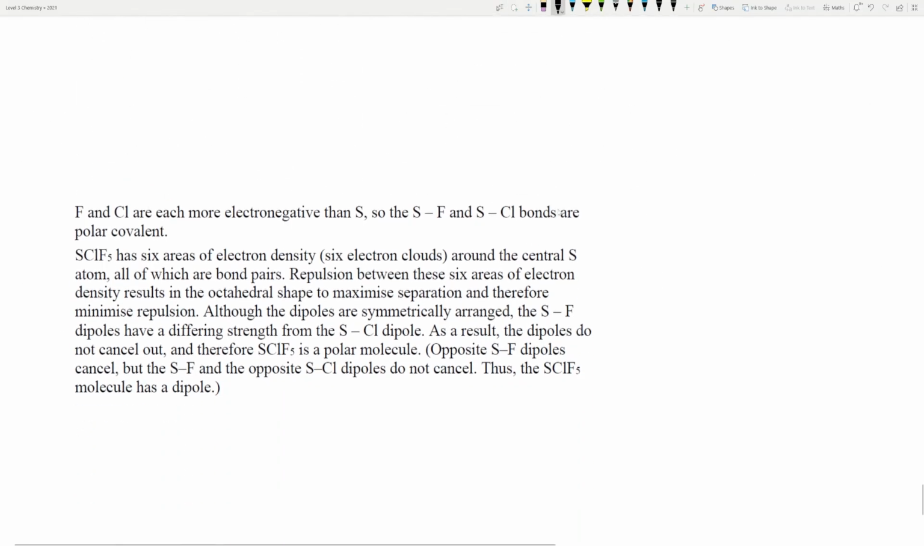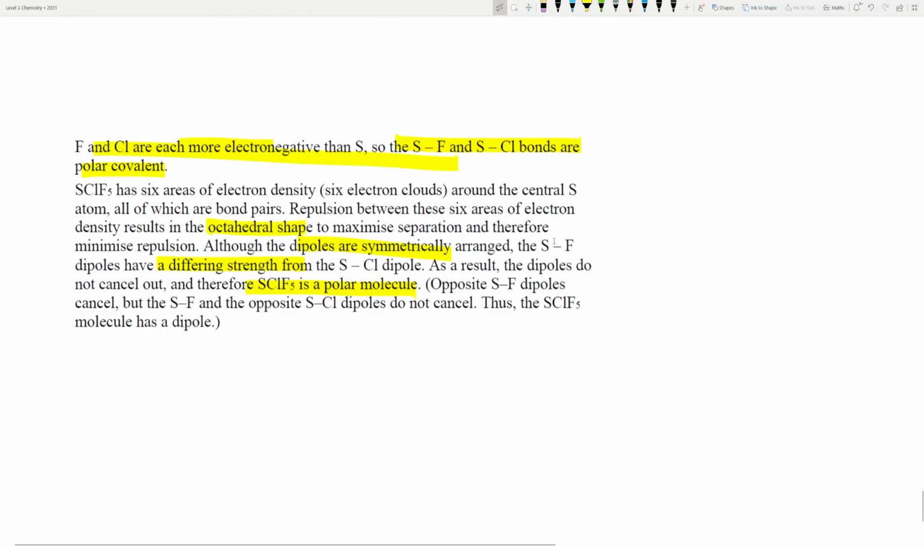Okay, so here we go. You need to talk about the bonding. You can just say these are polar covalent. You don't need to tell us which one's more electronegative, though you can tell from the periodic table trend. Then you tell us the shape and the symmetrical arrangement. But the dipoles have different strength because they're different atoms, and different atoms have different electronegativity. So therefore, this is a polar molecule. Okay, and that's that.